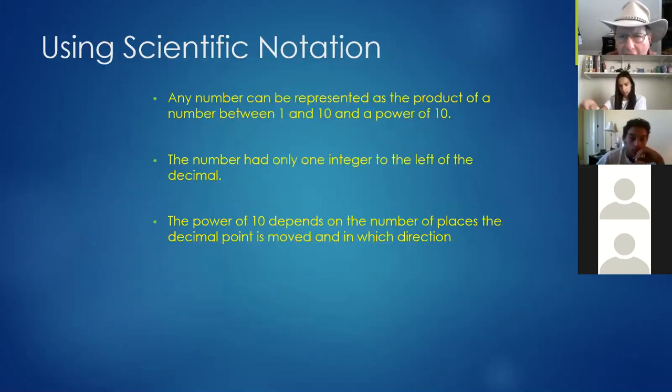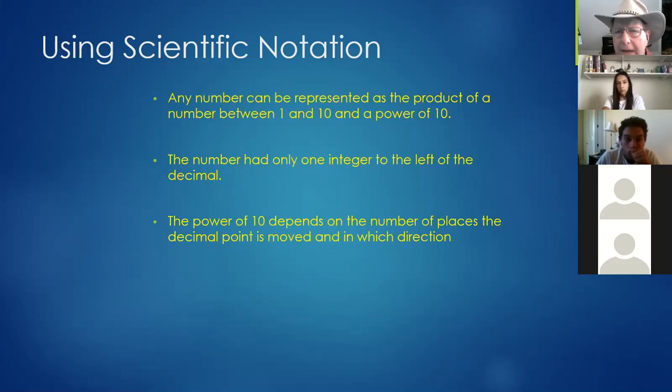Okay, quickly on scientific notation. And guys, you are going to be very, very happy, especially when you get to Chem 2, because Chem 2 is going to work with very, very large numbers and very, very small numbers. Any number can be represented as a product of a number between 1 and 10 and the power of 10.